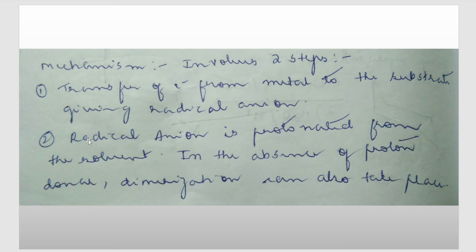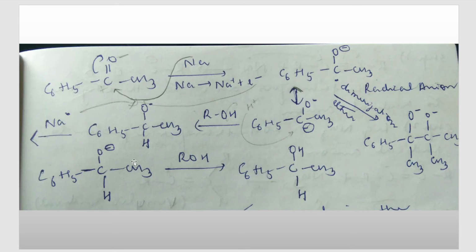Radical anion is protonated from the solvent. Now this is a radical anion that we have, and you know that there is a minus charge on carbon. So we are taking a solvent like alcohol. We have taken a primary alcohol here, and H plus ion is given by this alcohol. That H plus ion will come, and since there is a minus charge on the carbon, it will come and occupy this position. So we will get something like this. So there we complete two steps.